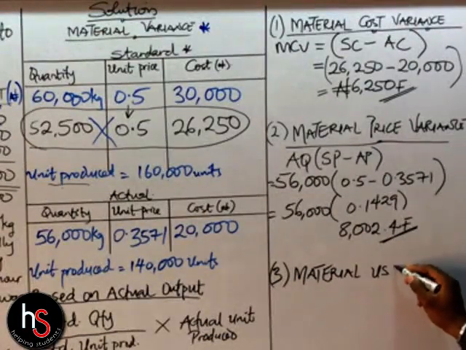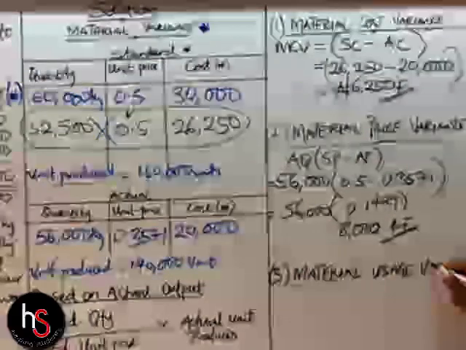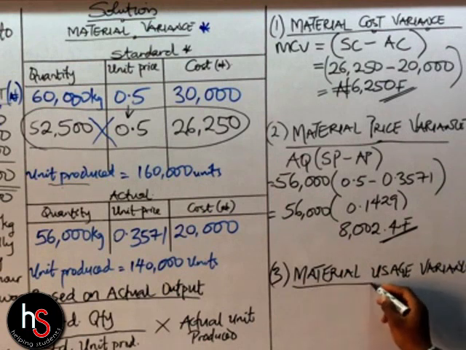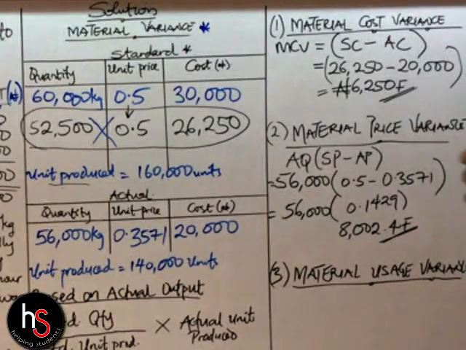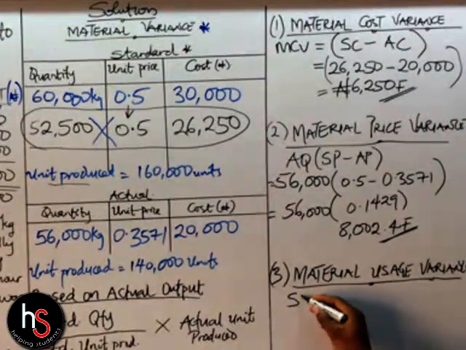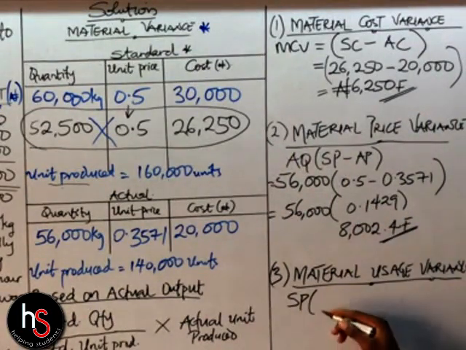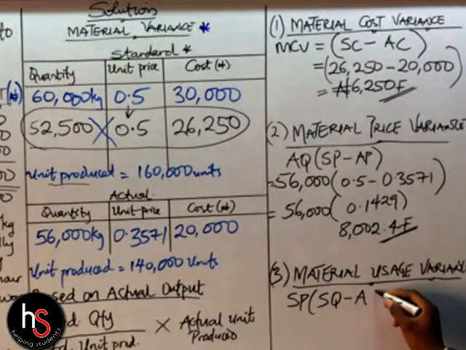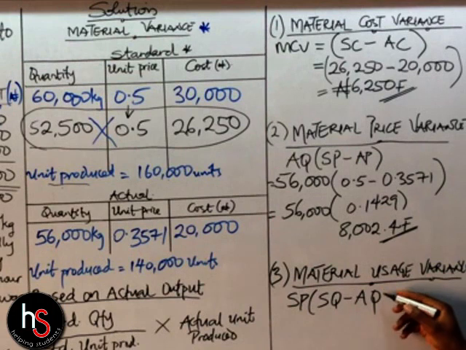Material usage variance. And for the material usage variance, the formula is what? The standard price. Then in brackets, we have what? The standard quantity minus the actual quantity. This is the formula, okay?